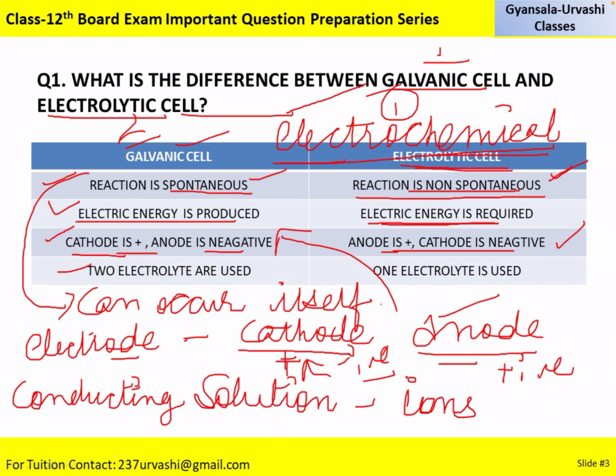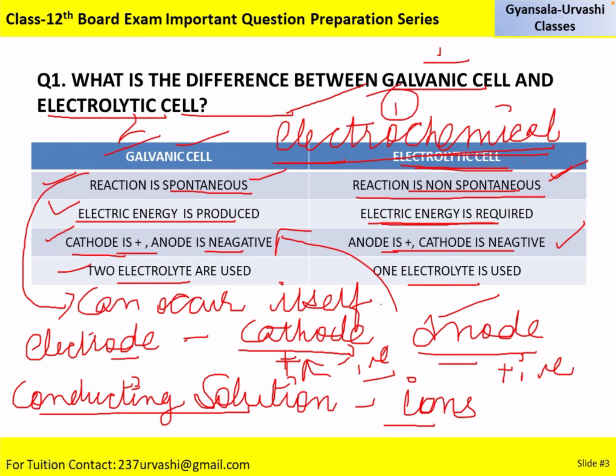So in both cases, whether it is a galvanic cell or an electrolytic cell, you require a conducting solution which will produce ions. And this conducting solution is known as electrolyte. So electrolyte is what? It is a solution, it could be of salt, it could be of ions which are present. So in a galvanic cell, conducting solutions required are 2, and in an electrolytic cell the conducting solution required is only 1.